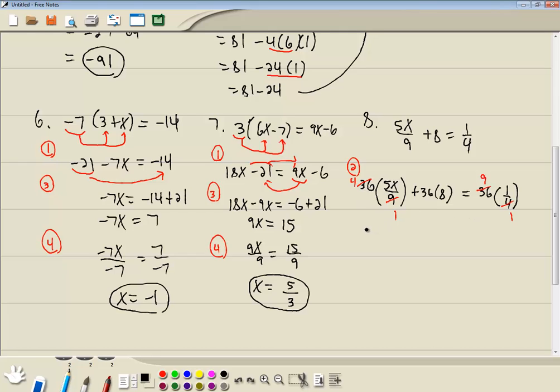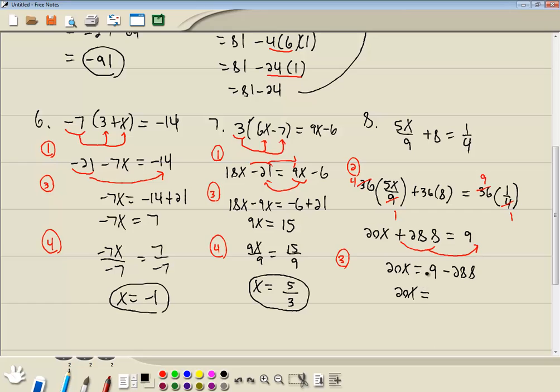Okay, so we've got 4 times 5, which is 20x, plus, let's see, 36 times 8 is 288. And over on this side, 9 times 1 is 9. Step 3. Get everything with an x on one side, numbers on the other side. So I'm going to take 288 over. Take anything across the equals, your sign changes. So the 288 becomes a negative 288.